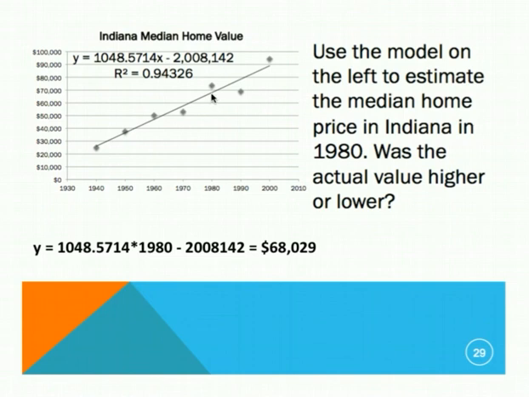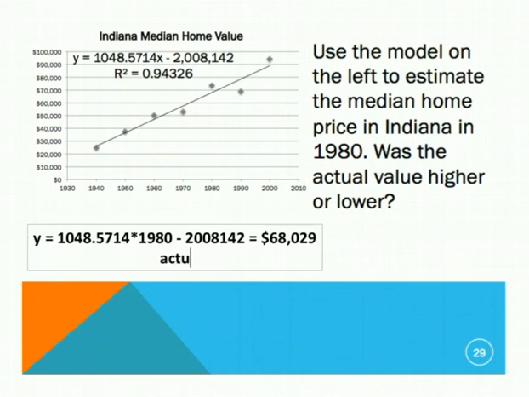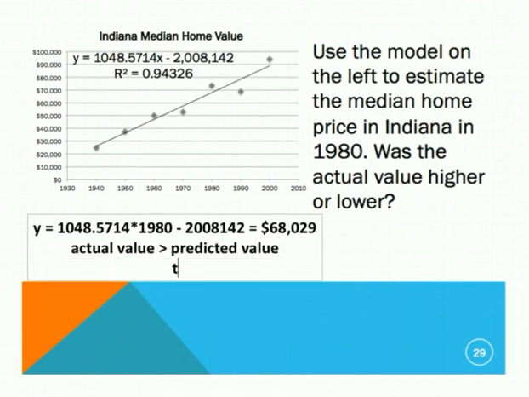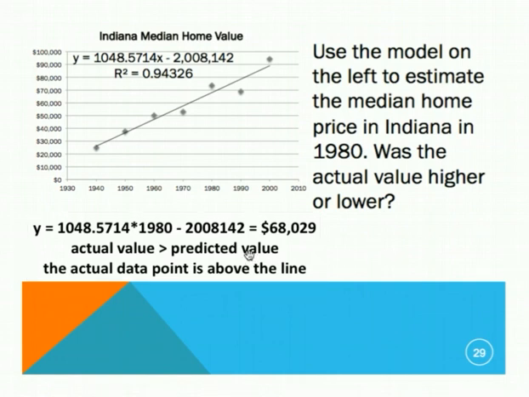And then the actual value, if we take a look at it here, is the actual dot that is right there, and the dot is above. So what I would say for this one is something like the actual value is higher than the predicted value, and that's because the actual data point is above the line. So I would say something like that for this one.